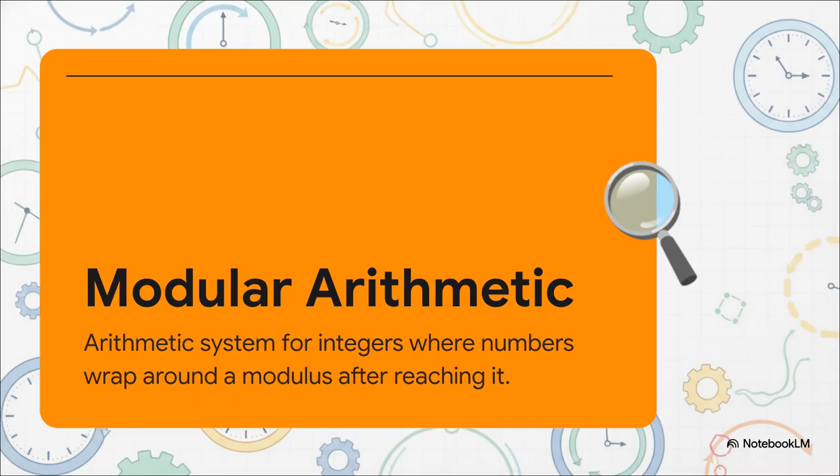So what is this formally? Modular arithmetic is basically a system of arithmetic for integers where numbers wrap around a specific value, which we call the modulus, right after reaching it. So unlike normal linear math that just goes on forever in a straight line, modular arithmetic processes cyclically. Whenever a number hits that modulus cap, it essentially resets, and we just replace that number with its remainder.